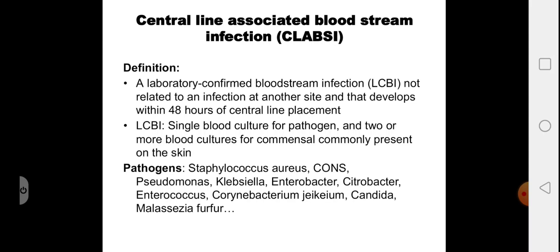Looking into the pathogens, they're usually the bacteria and the yeast. They include Staphylococcus aureus, coagulase negative staphylococci like Staphylococcus epidermidis, Pseudomonas, Klebsiella, Enterobacter, Citrobacter, then Enterococcus, Corynebacterium species, particularly in immunocompromised patients like Corynebacterium jeikeium, yeast like Candida, and Malassezia furfur.